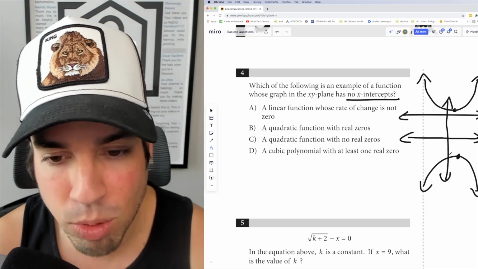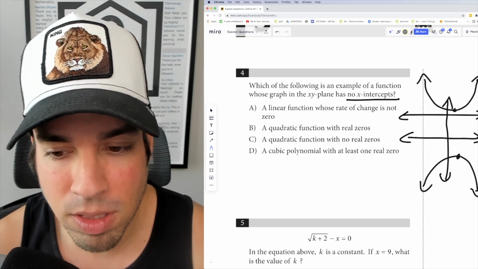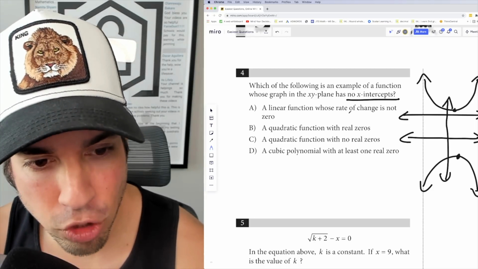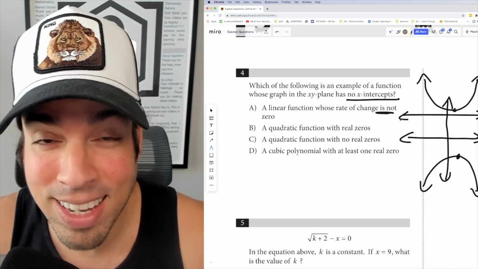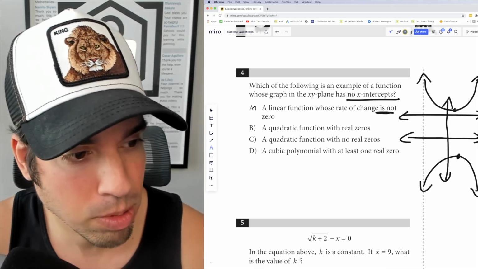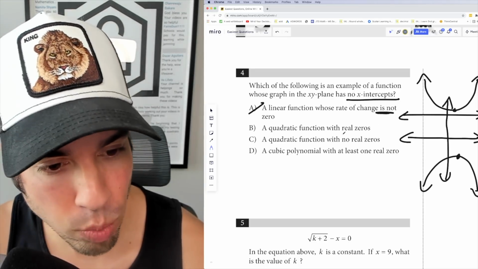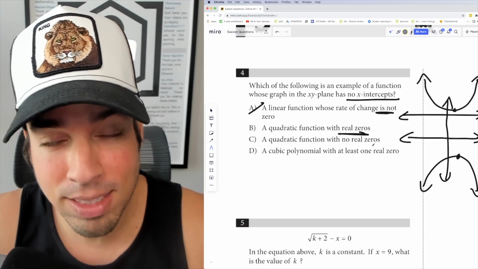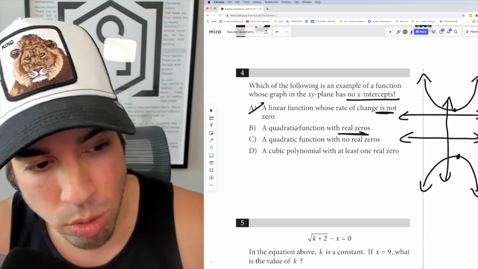So these are just some examples of where, if this is the x-axis, you're going to have no x-intercepts. Okay, this is saying a linear function whose rate of change is not 0, but we just said the slope or the rate of change has to be 0 for it to have no x-intercepts, so this is out. A quadratic function with real zeros: a real 0 is literally where it intersects the x-axis, so that is contradictory to what we're trying to find.